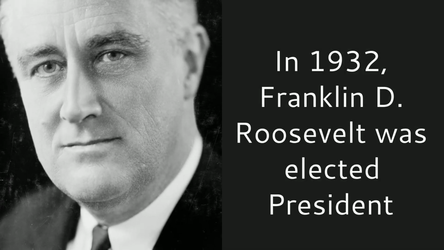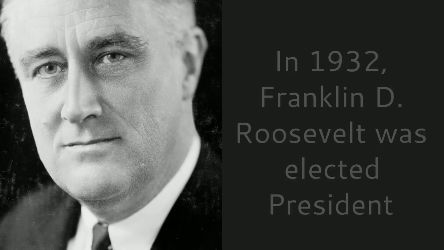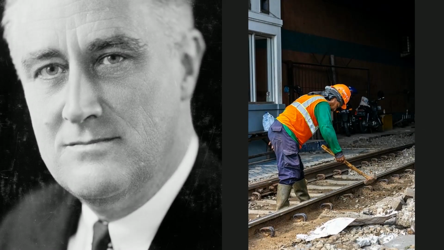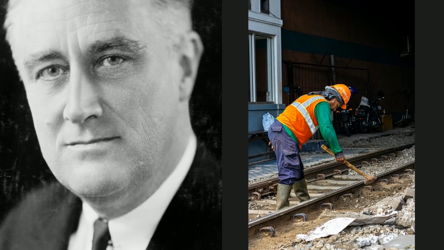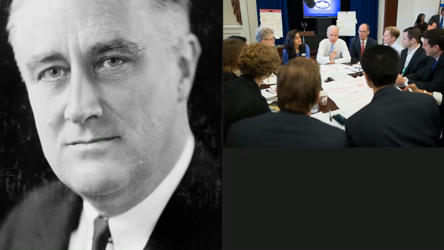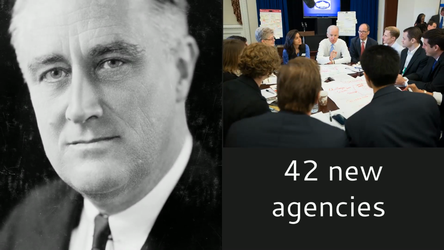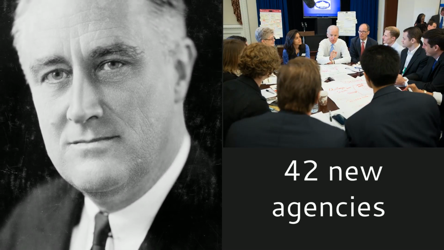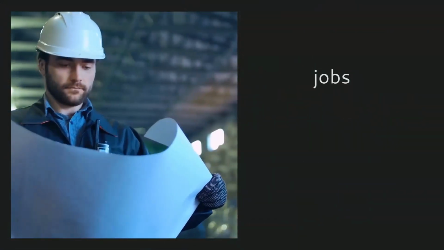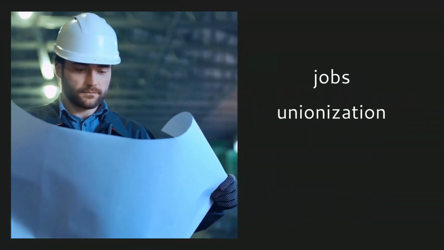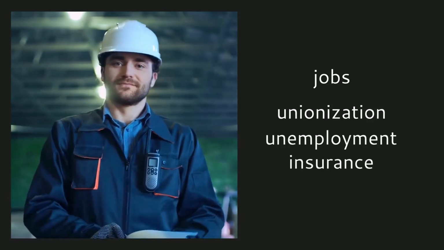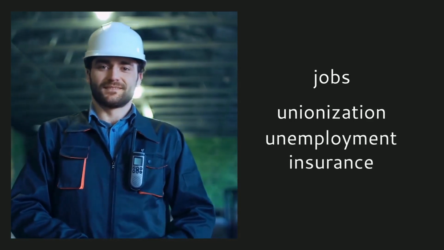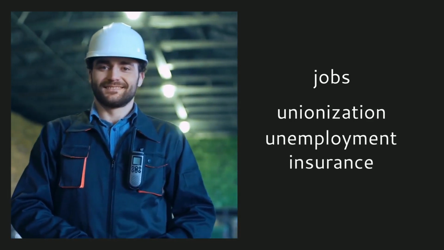In 1932, Franklin D. Roosevelt was elected president. He promised to create federal government programs to end the Great Depression. Within 100 days, the New Deal was signed into law. It created 42 new agencies designed to create jobs, allow unionization, and provide unemployment insurance. They helped safeguard the economy and prevent another depression.